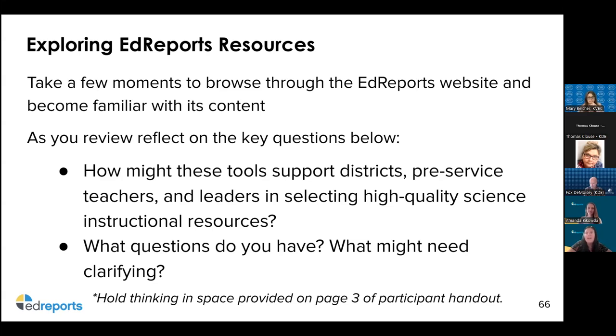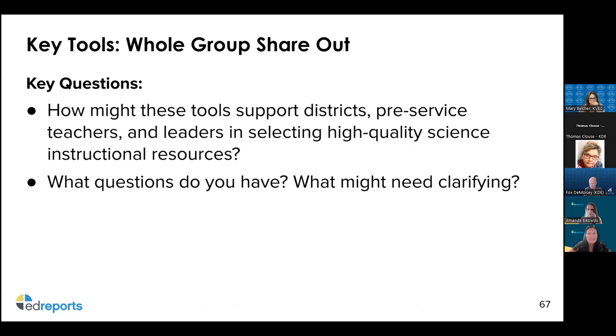Some shout out to the Gateway system, the Gateway rubrics. I agree. Those are very helpful. I'm a math-minded person, but really digging into the science gateways, the phenomenon, all of those wonderful things, the coherence, it really helps with the coherence in science.